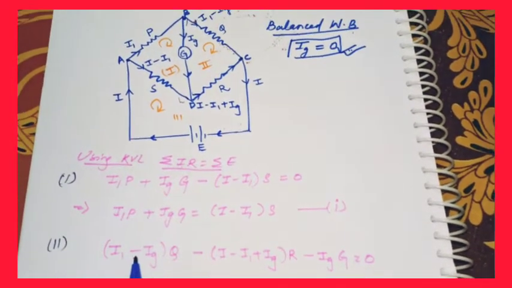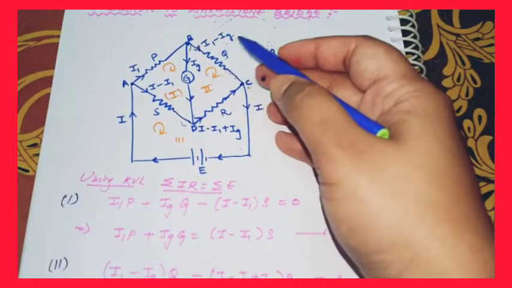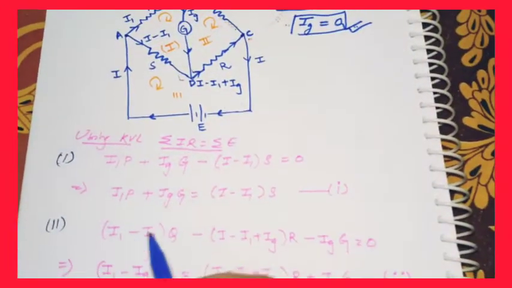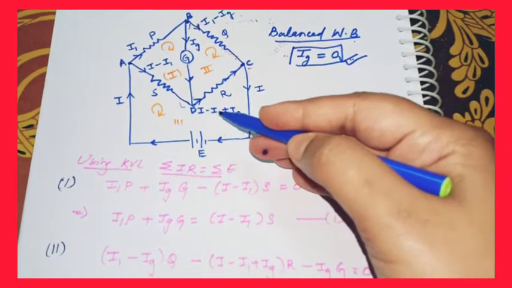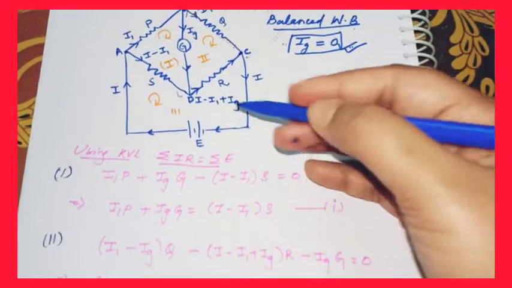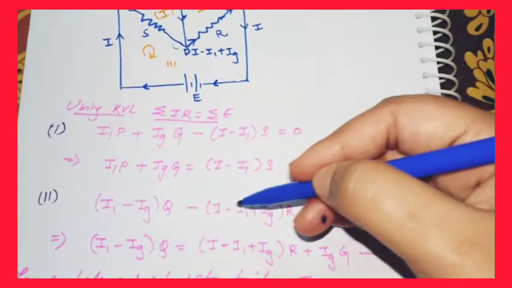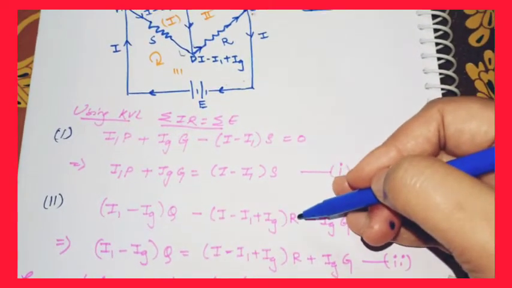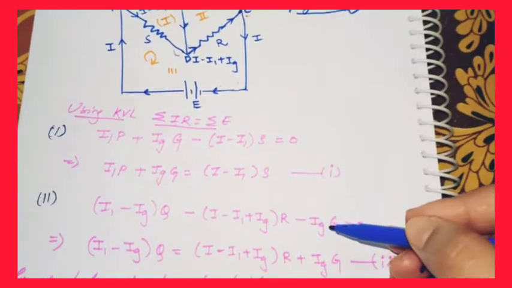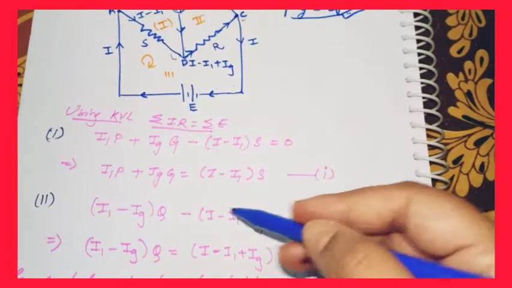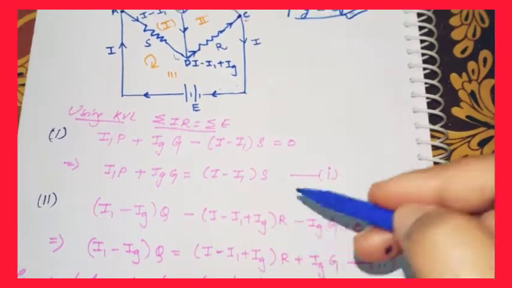So what current flows through Q? I minus Ig current flows through Q. So (I minus Ig) into Q. What current flows through R? I minus I1 plus Ig current flows through R. And what current flows through G? Ig current flows through G. So this is the product of current and resistance for the second loop.